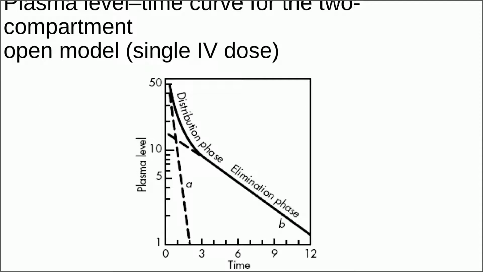In this particular figure, you can see a graph of plasma drug concentration versus time, and this graph represents the curve for the two compartment open model, that is the data collected following a single IV dose. As you can see here, the decrease in plasma concentration is not uni-exponential but bi-exponential. So there are two different processes responsible for the decrease in plasma concentration. The first one is the distribution phase and the second one is the elimination phase.